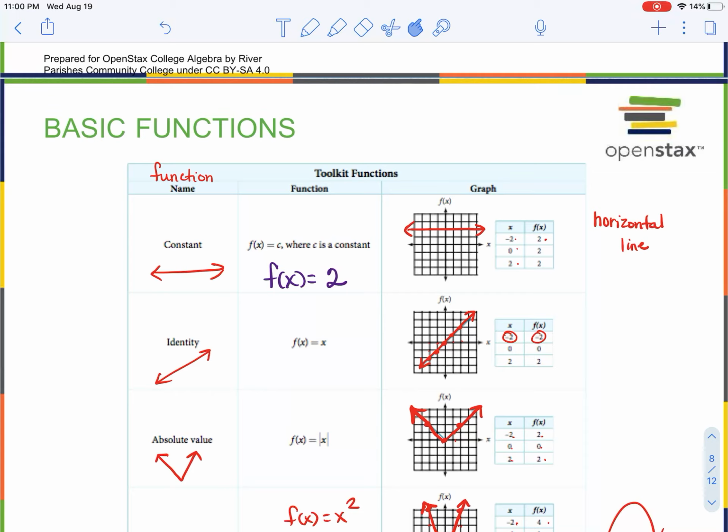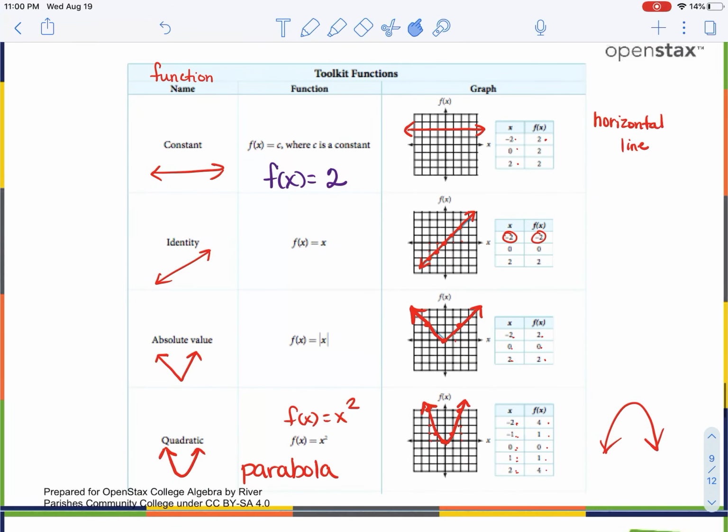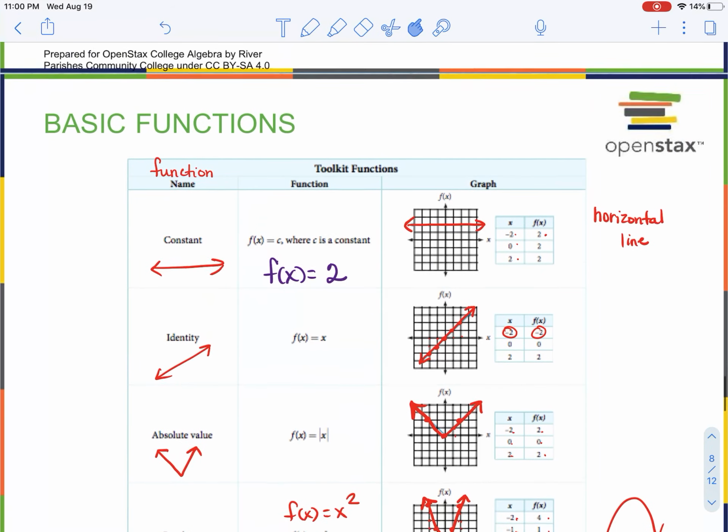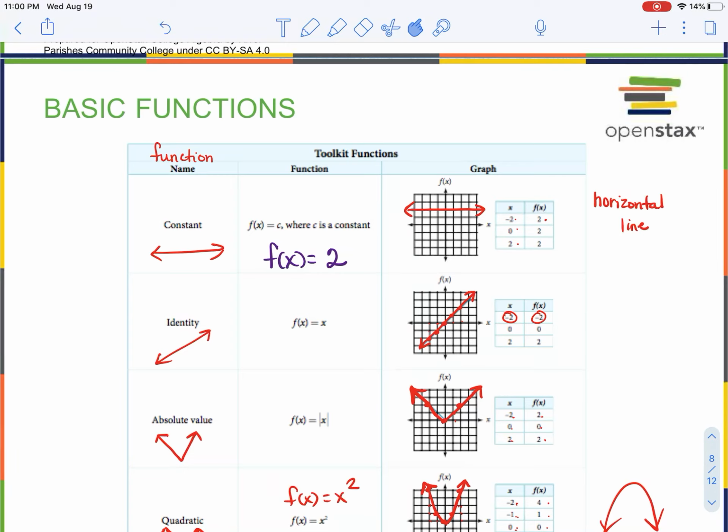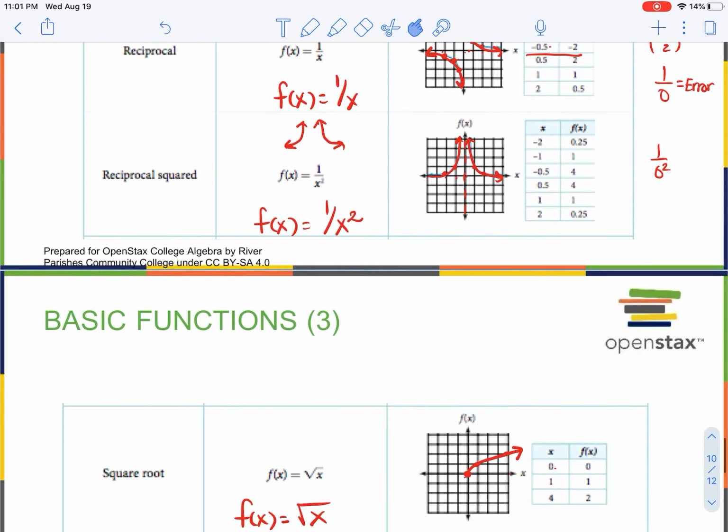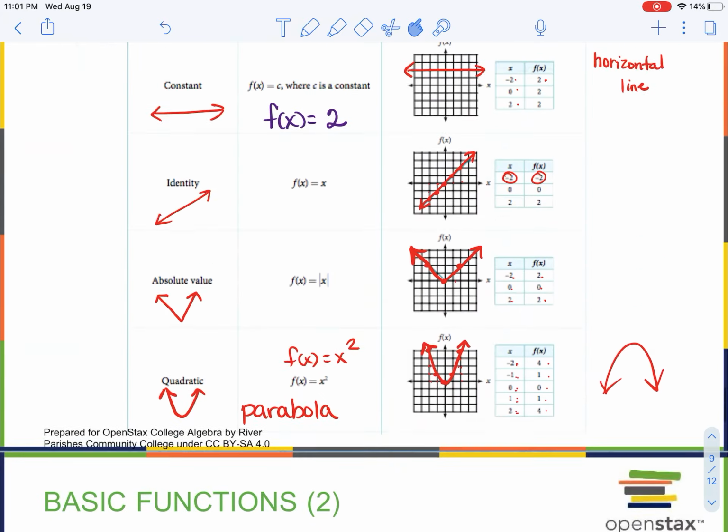The point is, these are the basic functions. So what we're going to do in later sections is we will add other numbers to this function here, and it's going to keep the same basic shape, but it will move it around. I'll move it to the left, move it to the right, move it up, move it down, make it wider, make it skinnier, that kind of thing. But we will talk about that in other sections.